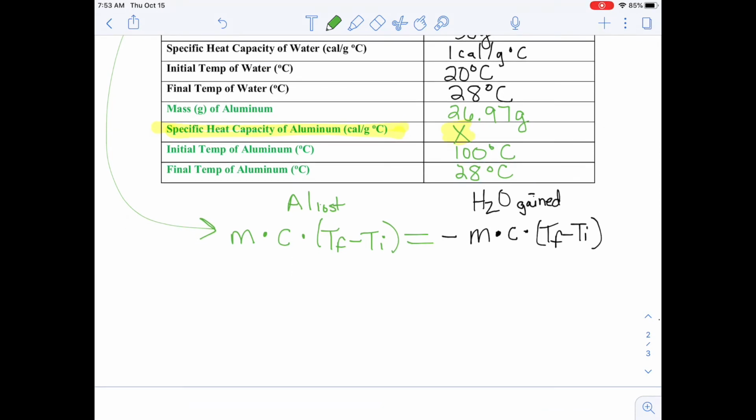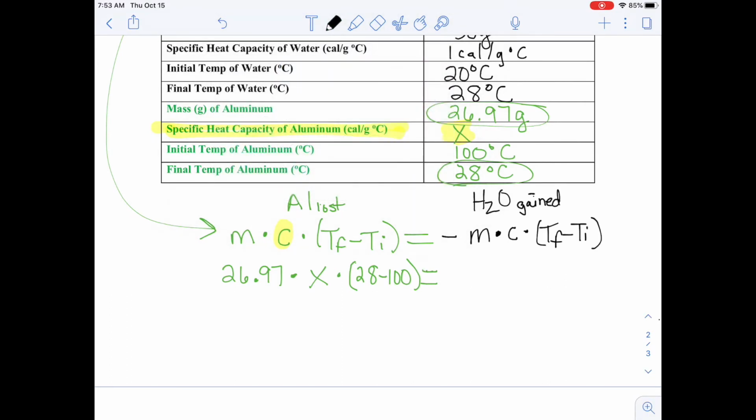Okay, so if we plug in our information here for aluminum, the mass was 26.97. The specific heat, remember the C value for aluminum is what we're looking for. So I'm going to call that X, since that's what you're comfortable with in math. Now the temperature change, remember you have to stay consistent. You always have to do final minus initial. It's not always the larger minus the smaller number. So the final temperature of aluminum is 28 degrees minus 100. So you can already see we're going to have a negative answer on that side.